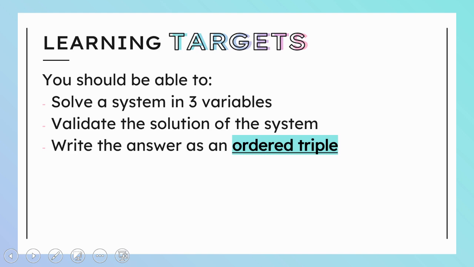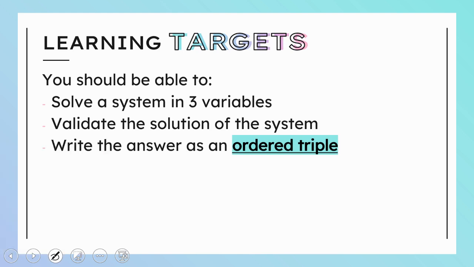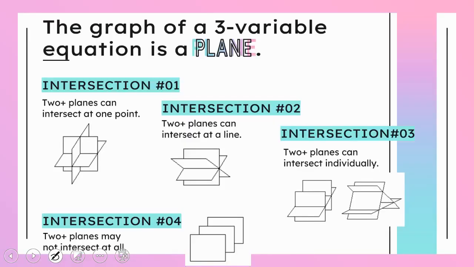When we are looking at three variable systems, there's a couple things that we want you to be able to do. First of all, you should be able to solve a system in three variables. We've been doing two variables so far. Now we're going to do three. You also need to validate the solution of the system. Don't forget to check your answer. And last, the answer should always be written as an ordered triple. We're going to talk about what that means and how to write that.